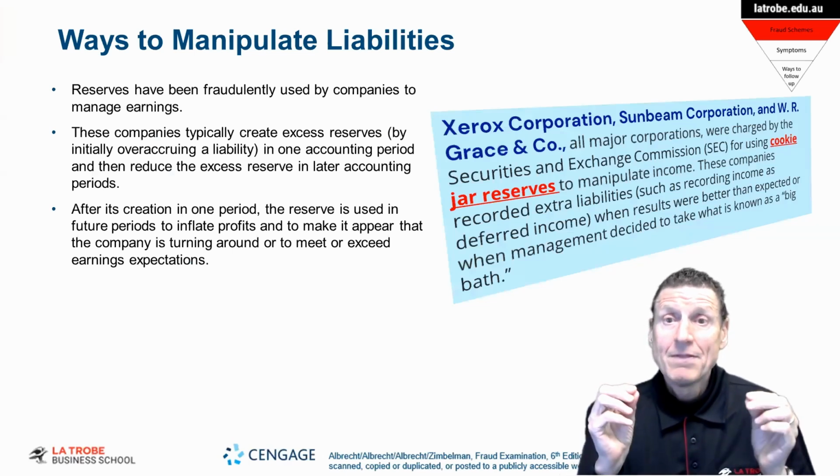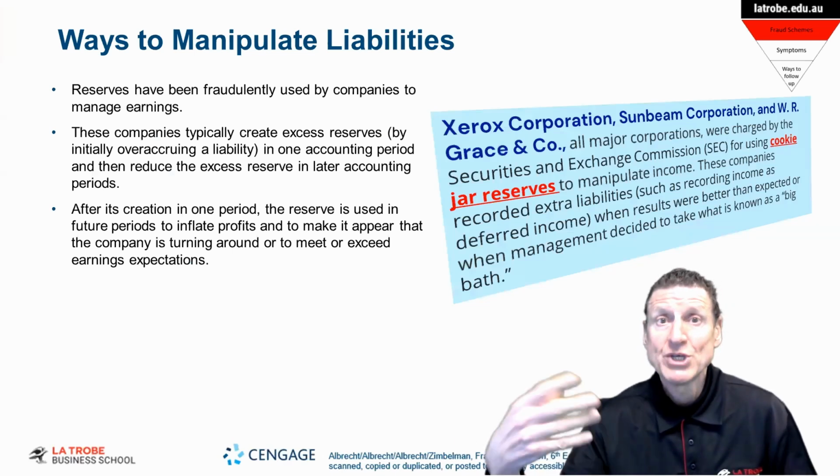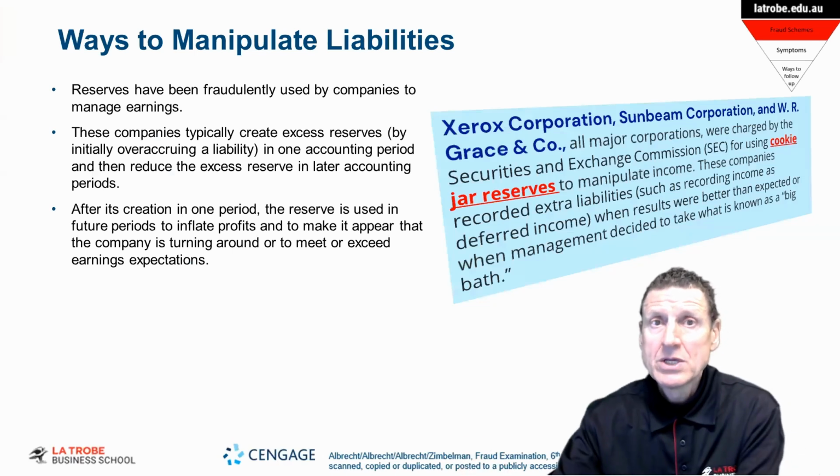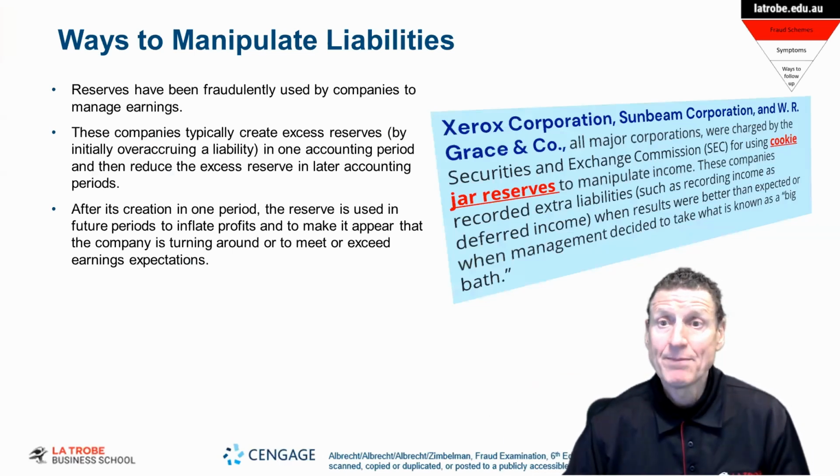Grace & Co. were charged by the SEC for using cookie jar reserves. What do we mean? Rather than recognizing income in the current period in which you earned it, you may store it as an asset to realize in future periods. These companies recorded extra liabilities, such as recording income as deferred income when results were better than expected, or when management decided to take what is known as a big bath.